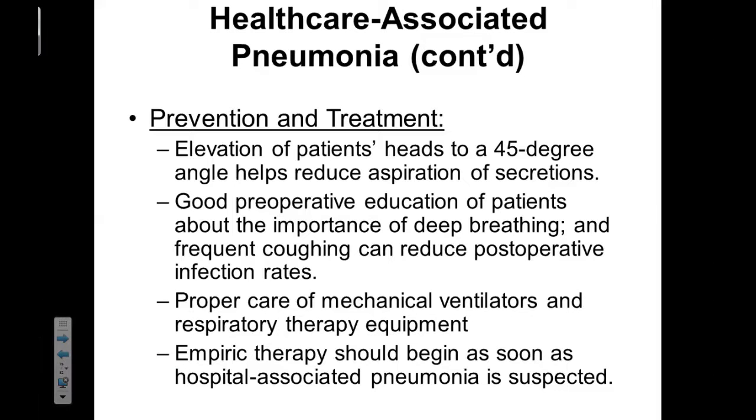If we look at the prevention and treatment of healthcare-associated pneumonia, we need to take the patient's head and elevate it to a 45-degree angle. This helps to reduce the amount of sputum that goes back down into their windpipe. We need to have preoperative education for patients. This preoperative education emphasizes deep breathing and frequent coughing, and this can reduce the amount of postoperative infections of healthcare-associated pneumonia. In other words, after surgery, make sure to breathe deep and spit all the sputum out of your mouth. You don't have to breathe it back in or swallow it.